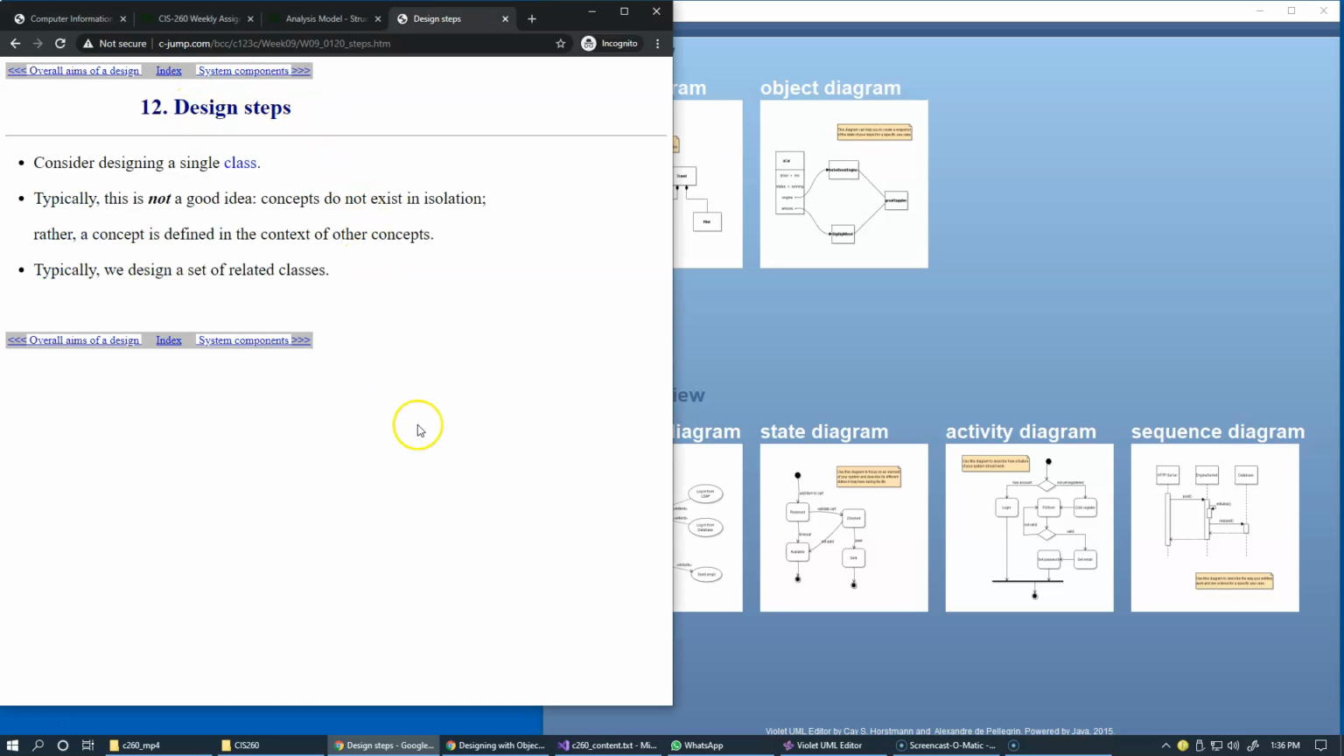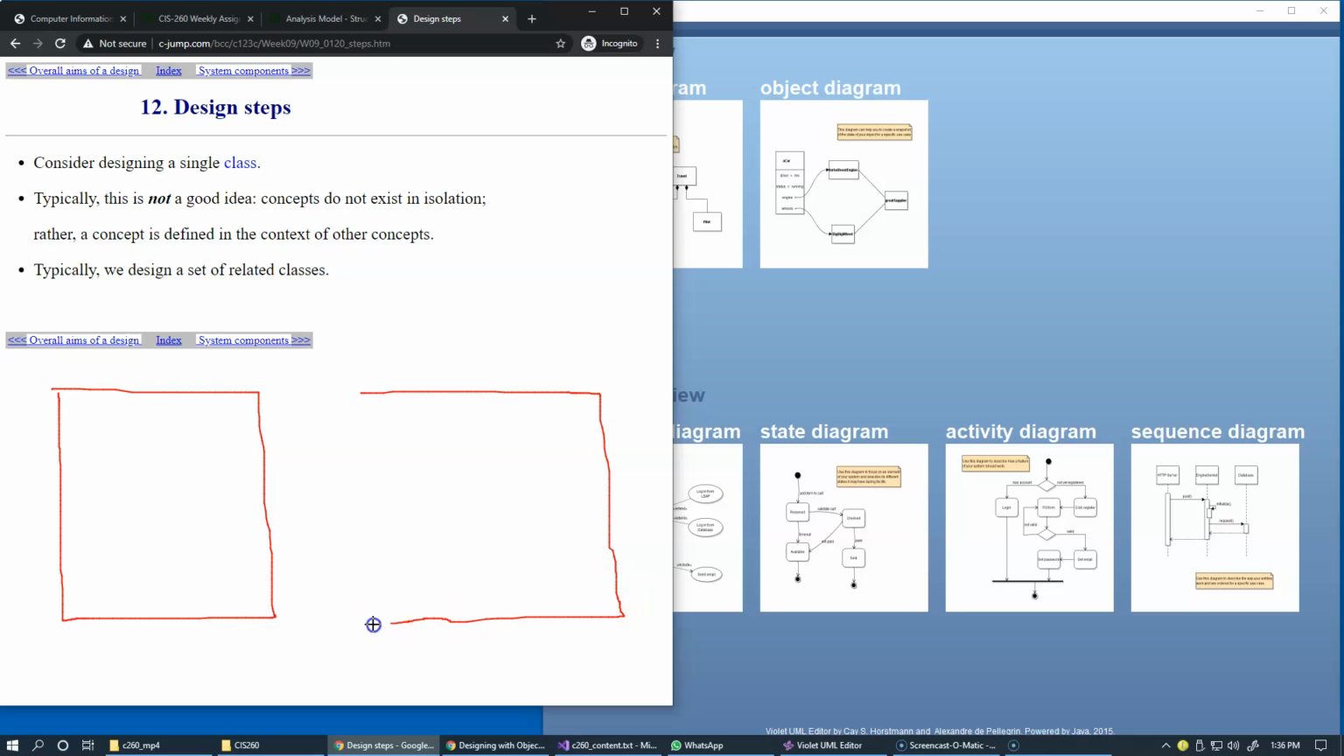So consider designing a single class. Typically, just focusing too much on a single class is probably not a very good idea, unless it's an absolutely isolated concept. But concepts typically do not exist in isolation. Rather, a concept is defined in the context of other concepts. So sometimes it's useful to break down a system into components.